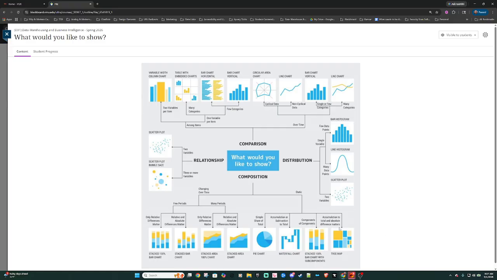This is a tree map. This is a stacked bar chart. This is a waterfall chart. Pie charts, area charts. You can do stacked area charts. These are relationship type charts, which is a scatter plot. This is a distribution scatter plot. They are the same type of graph, but it shows you different ways to show a relationship between two variables or the distribution between two variables.